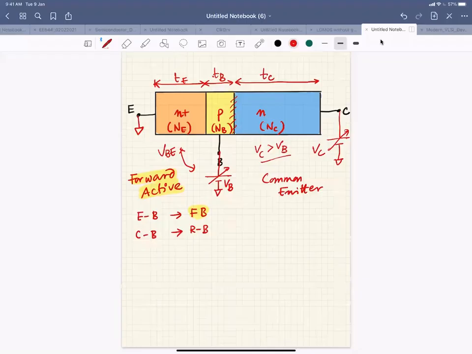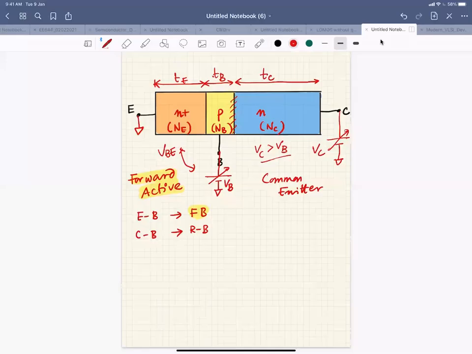Yesterday we saw the construction of a bipolar junction transistor, and we saw the cross section and the terminal diagrams. So what we'll do today? We'll try to derive the current of a bipolar transistor. As we discussed earlier, we'll first concentrate on a forward active mode of operation.